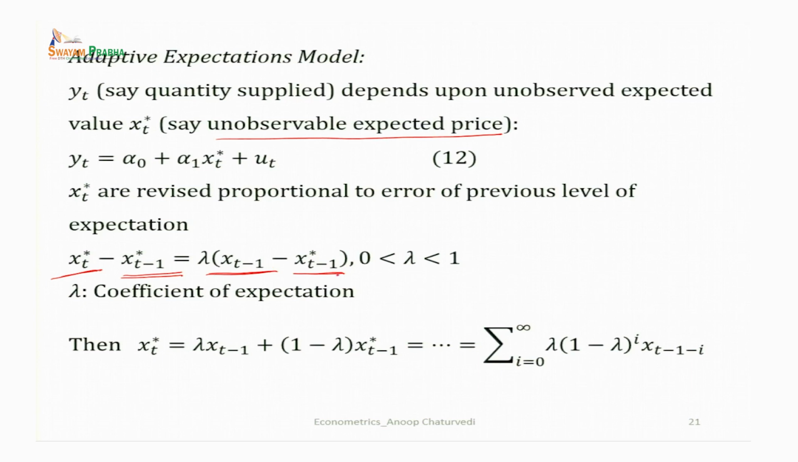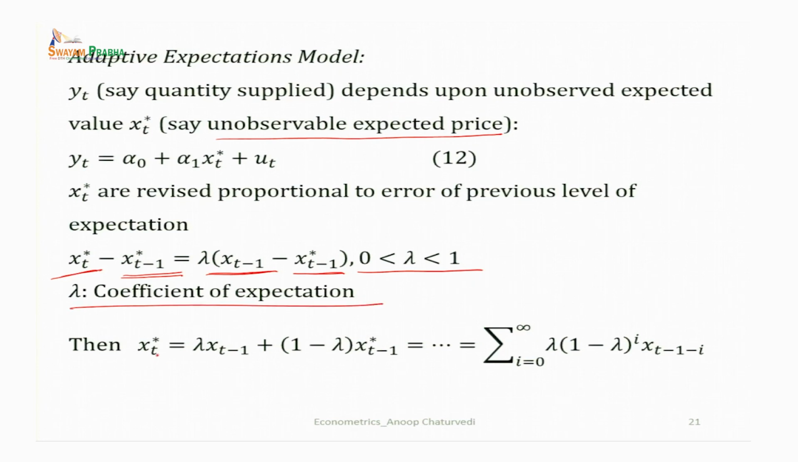So, this is the error in predicting the previous period price. So, what you have done here, x_t* is revised proportional to the error of the previous level of expectation. So, you have revised x_t* in such a manner that x_t* minus x_{t-1}* is proportional to x_{t-1} minus x_{t-1}*, and the constant of proportionality is lambda. Lambda lies between 0 and 1. Lambda is called the coefficient of expectation.